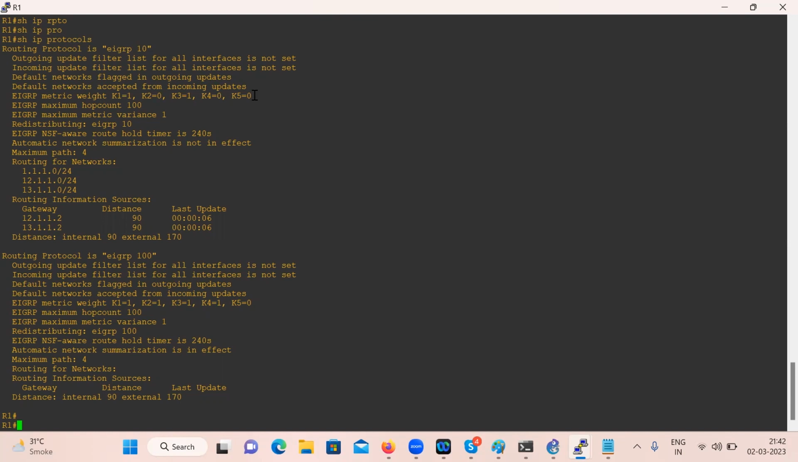Why? Because to become a neighbor, they have given you a set of conditions. And those conditions are: AS number should be the same and K values should be similar between the routers. That means if you make changes on router 1, you have to do it on router 2. If you make changes on router 2, then you have to do it on router 3 as well, if you want a neighborship between router 2 and router 3. Wherever you want a neighborship, there you have to do this configuration.